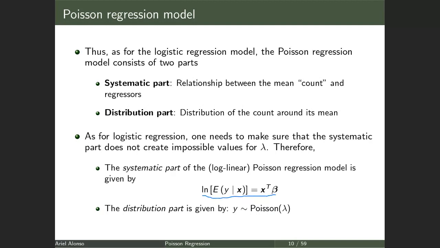That is the systematic part. The systematic part tells us how the mean changes with the linear predictor. And the distribution part is going to tell us how these observations move around the mean, and we are dealing with a counting process. So the natural distribution to consider here is the Poisson distribution with parameter lambda.